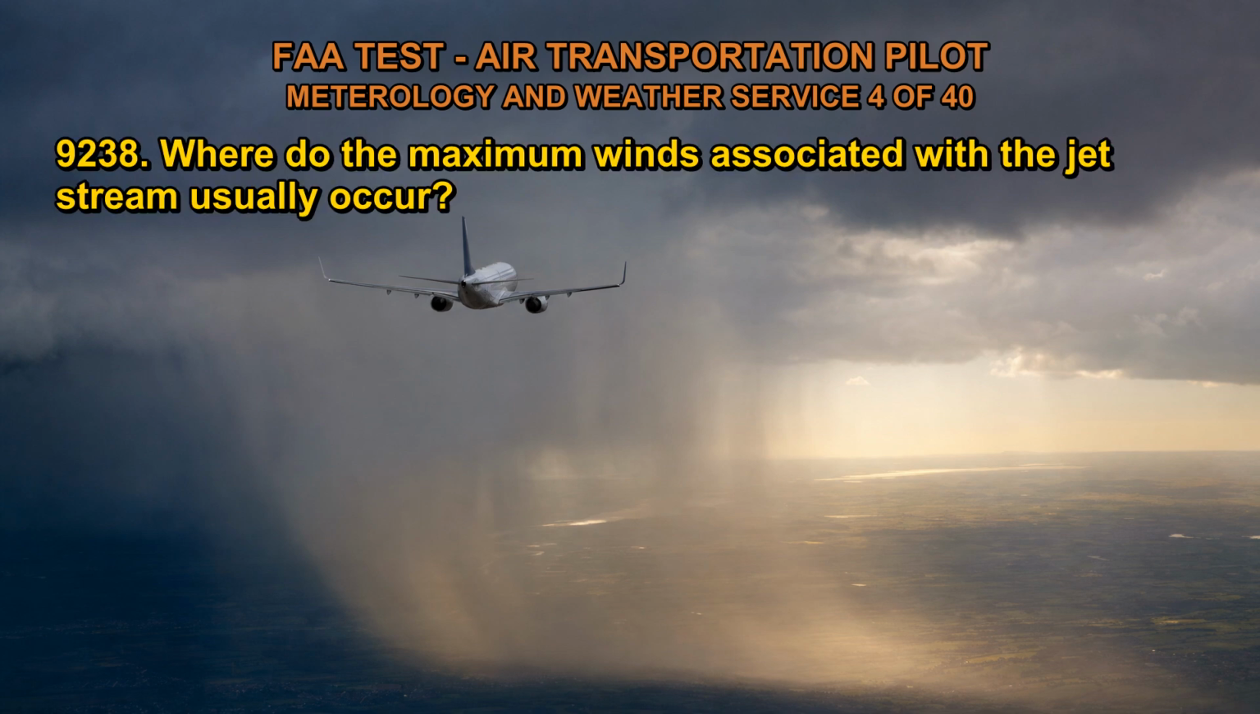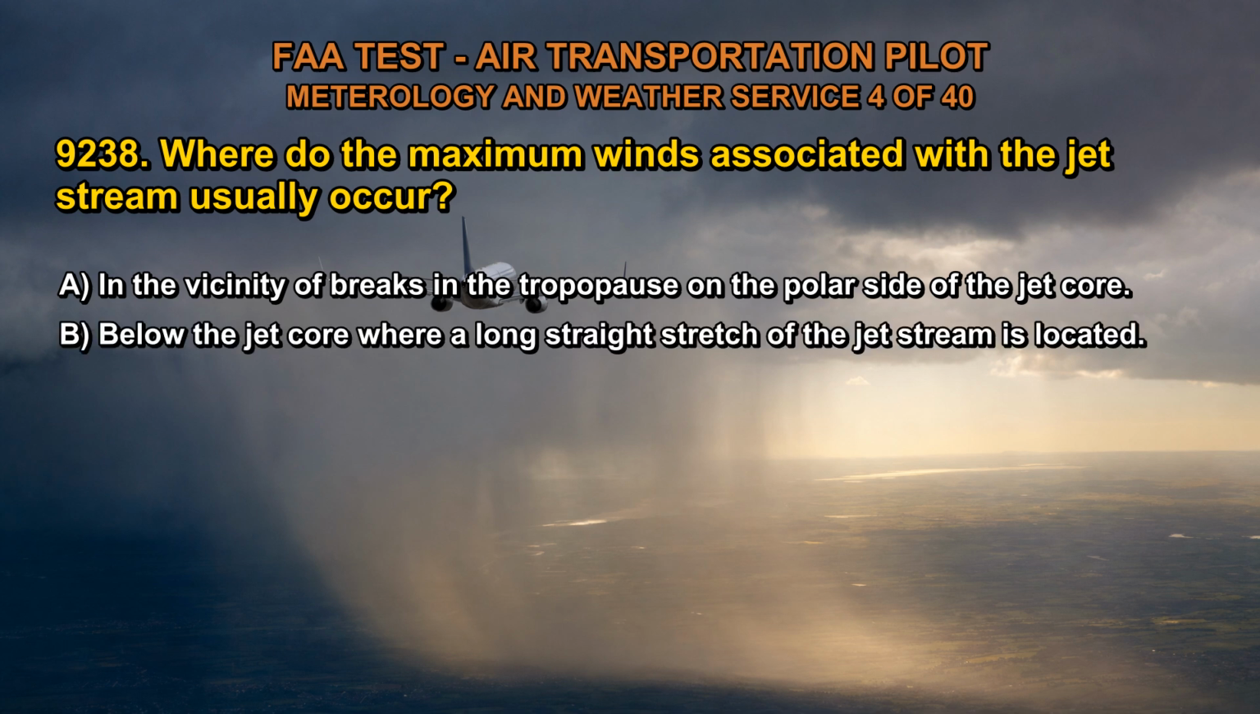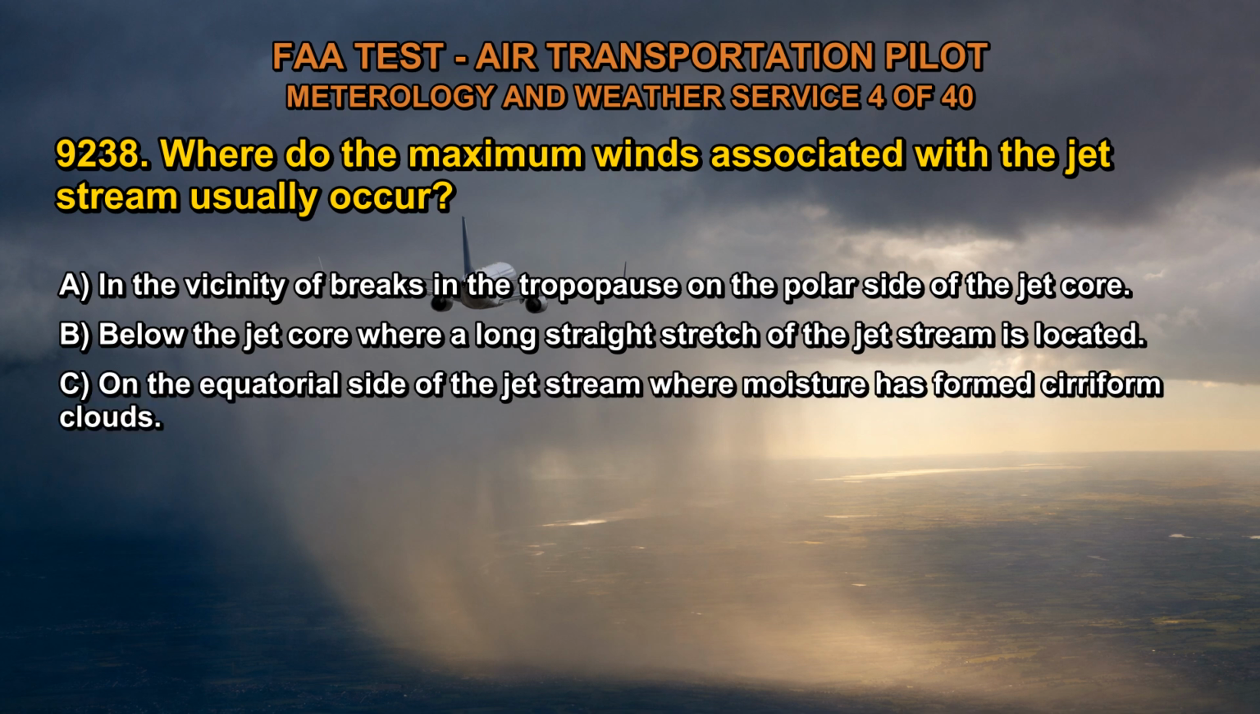9238. Where do the maximum winds associated with the jet stream usually occur? A. In the vicinity of breaks in the tropopause on the polar side of the jet core. B. Below the jet core where a long straight stretch of the jet stream is located. C. On the equatorial side of the jet stream where moisture has formed cirriform clouds.